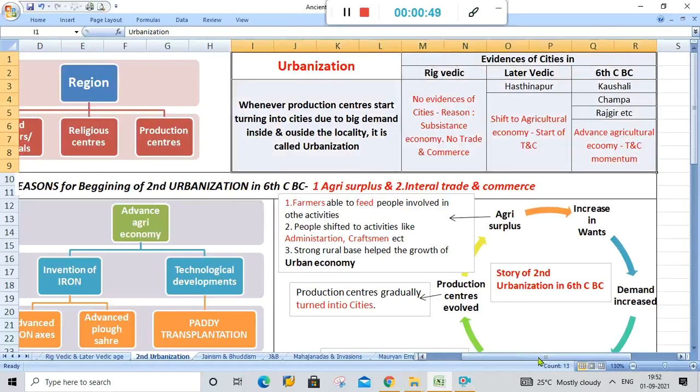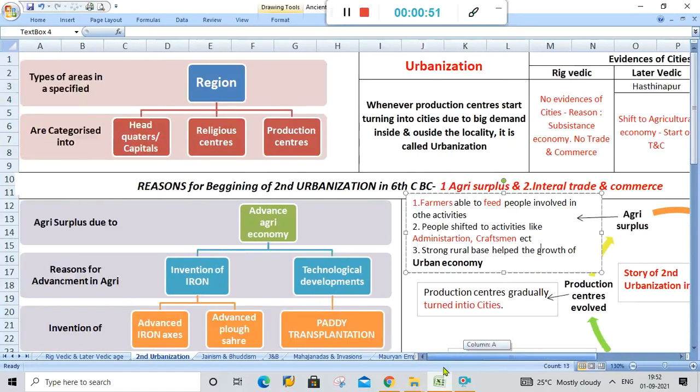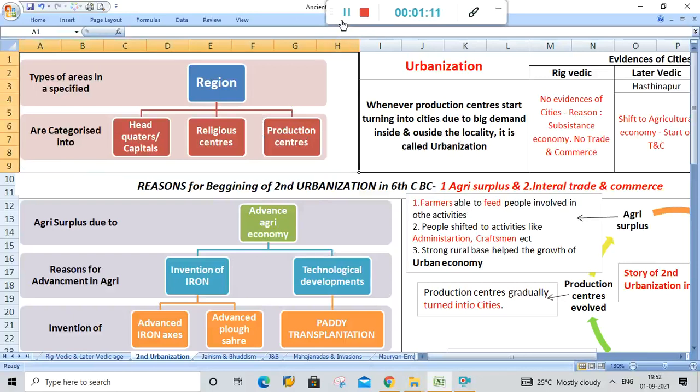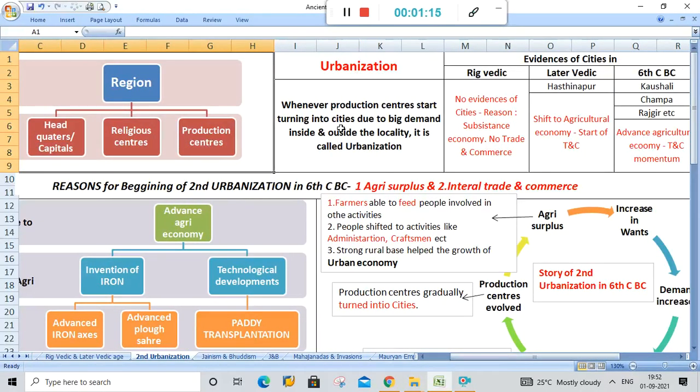So to understand the concept of urbanization in ancient history, we have to understand this concept of region classification. The types of areas in a specific region are categorized into headquarters or capitals, religious centers and production centers. Production centers are nothing but manufacturing units. So I think this is clear. Just remember this and then let's move on to the next topic. You will be interlinking these two topics.